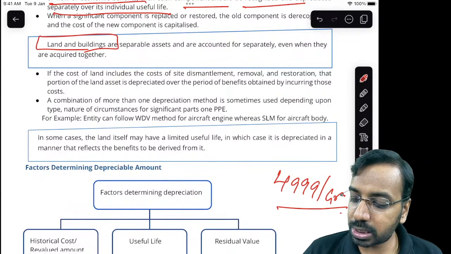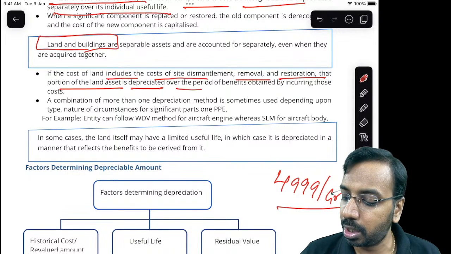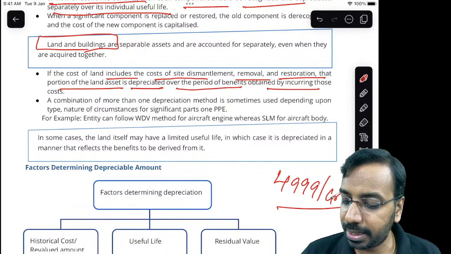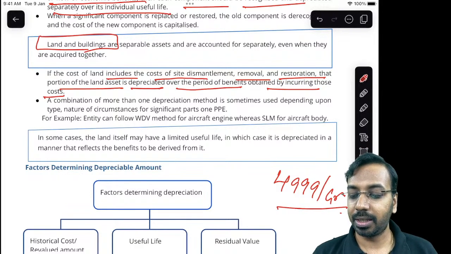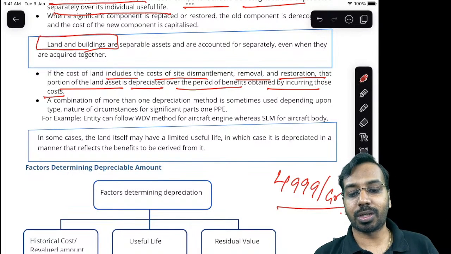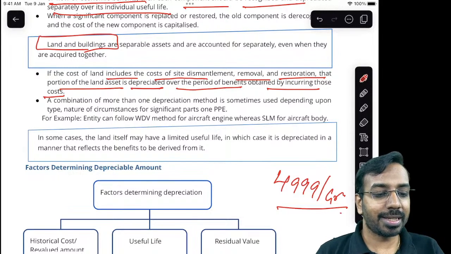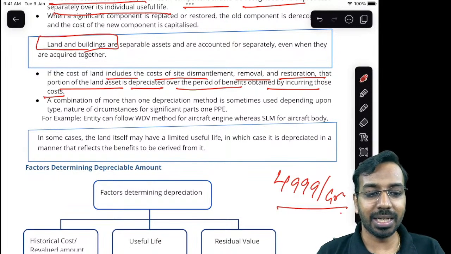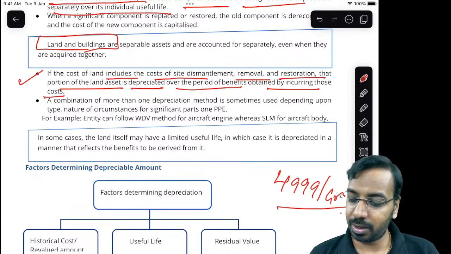Then if the cost of land includes cost of site dismantlement, removal and restoration, that portion of the land asset is depreciated over the period of benefits obtained by incurring those costs. So this is a very minor aspect where you have purchased a land and then you have incurred dismantling cost. If you have incurred dismantling cost, you will estimate, okay, this dismantling cost will give me benefit for 10 years, 15 years, 20 years. Over that period, you will depreciate the dismantling cost.